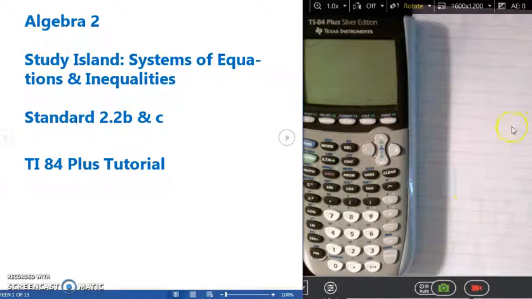There is one skill you're going to have to know how to do on paper and pencil in order to do it in the calculator, and that's how to write any equation into y equals form, so to set it equal to y. Everything else, I'm going to be showing you how to do straight on this graphing calculator. And these questions also come from the standard 2.2b and c in Algebra 2.